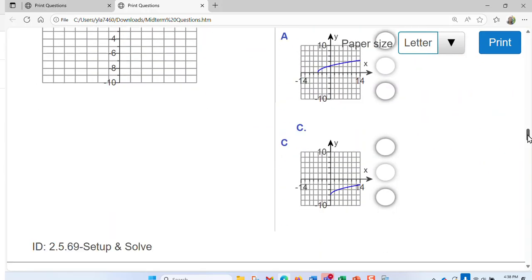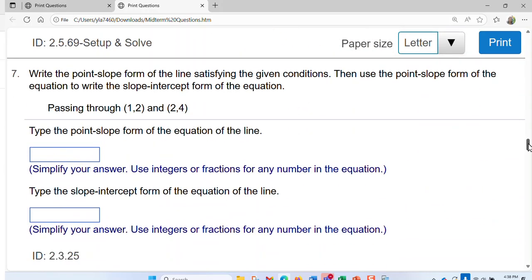Number 7, this is chapter 2 again. Actually, this is also chapter 2. So for this optional midterm, a lot of the content is in chapter 2 as well. Using the point-slope form of the line satisfying the given condition, use the point-slope form to write the slope-intercept equation. So the line passing through these 2 points.